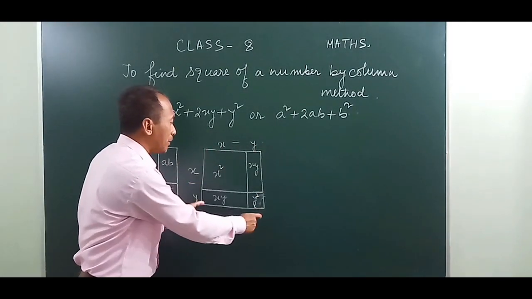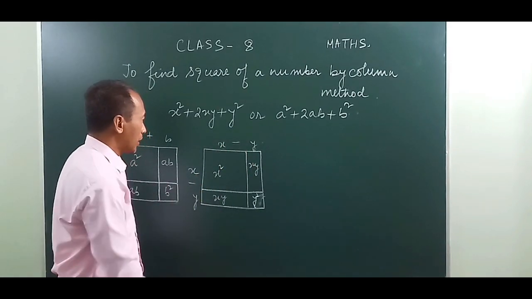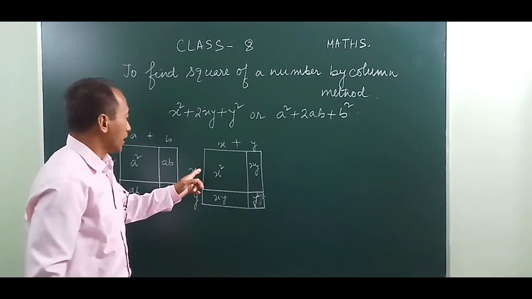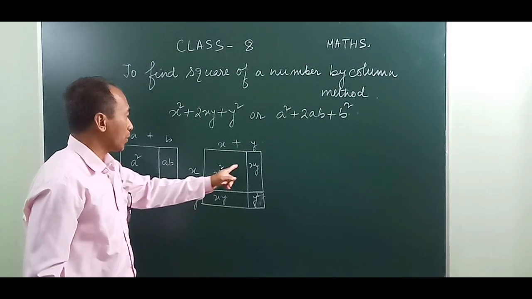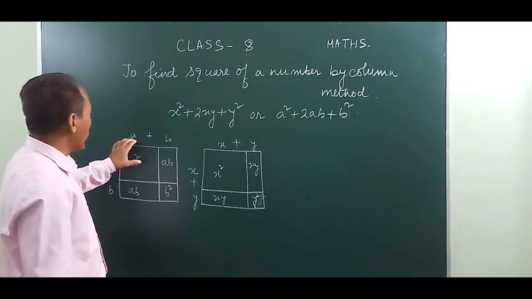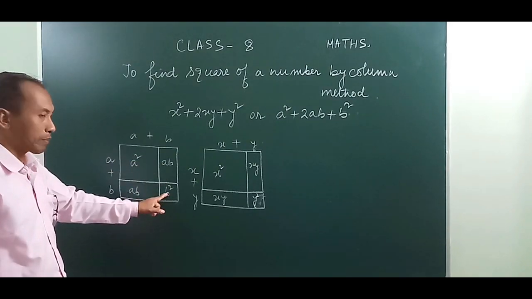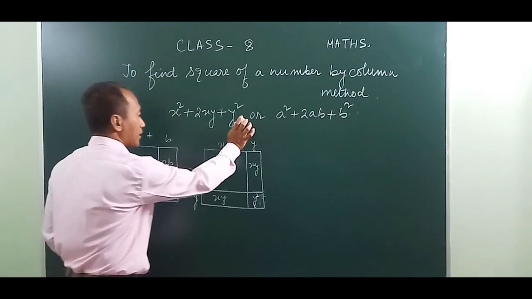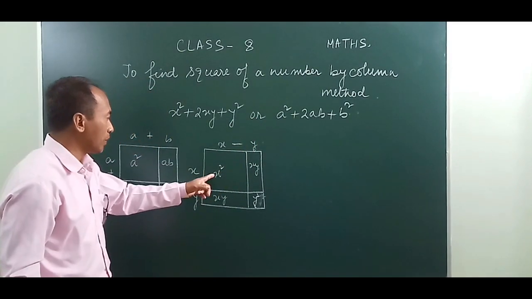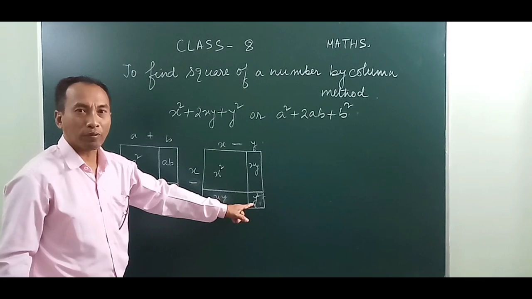If you take a square of 5 centimeter, then you can divide it into 3 plus 2. Then you get 3 square, you get a 3 into 2 rectangle, another 3 into 2 rectangle, and 2 square here. So we are representing it by a plus b whole square, and we get a square plus 2ab plus b square. If it is the formula of minus, then here we get x square minus 2xy plus y square. This is how the formula comes.